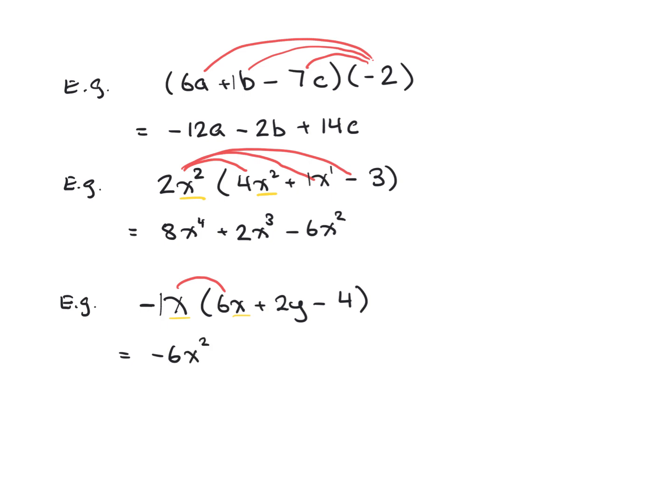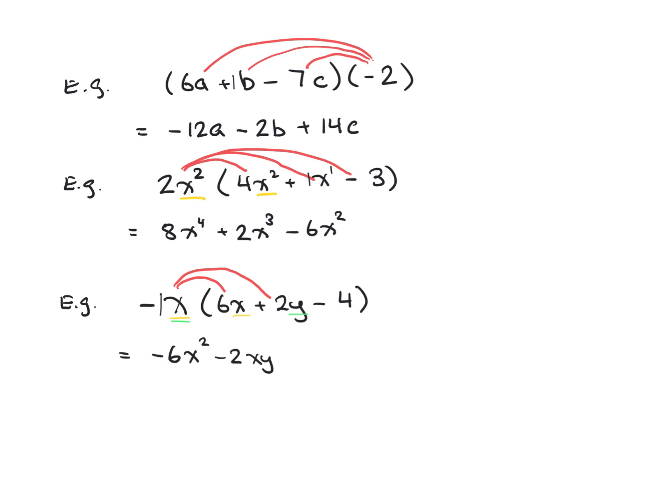Okay, second term, we'll do negative 1x times positive 2y. So the number part, negative 1 times positive 2 is negative 2. Now how about the letter part? What's x times y? Well, x times y is actually just written as xy, just like that. It's not x squared, it's not y squared, because they're different letters. All you can really do is write xy.